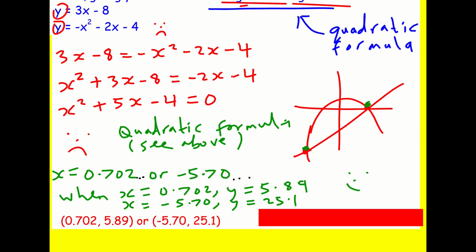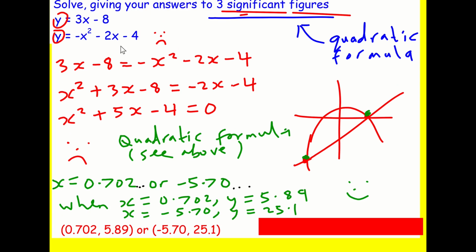But just to say again, this is exactly the same process as previous. I just have to do a little bit extra to get the x squared on the other side, and then I use the quadratic formula.